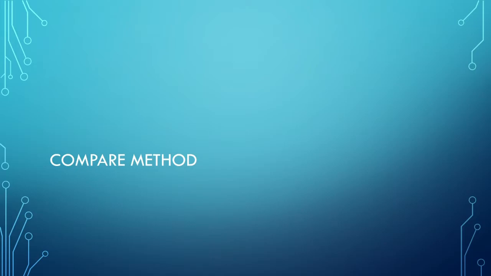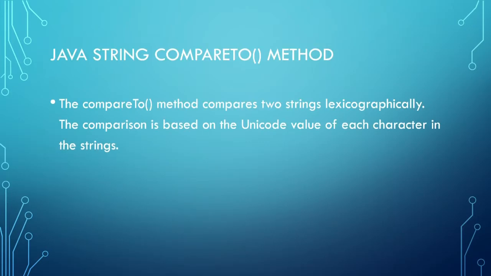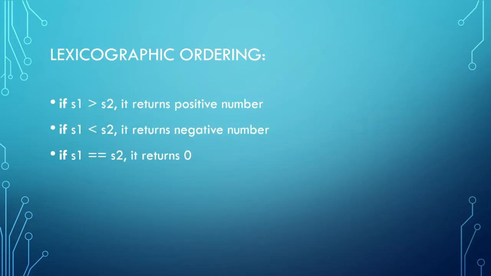Okay? Ito yung kadalasan or minsan nalilito yung students pero let's find a way kung paano natin mapapadali itong part na to. So first is, si compare po natin. So the compare method compares two string lexicographically. So the comparison is based on the Unicode value of each character in the string. So ano ba yung Unicode? So first muna natin si lexicographic ordering.